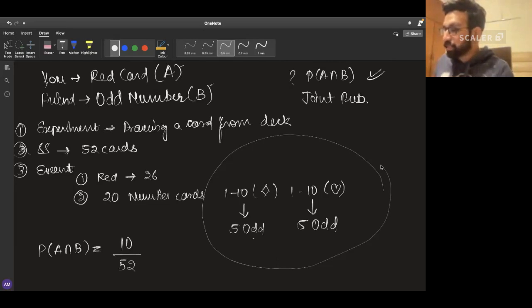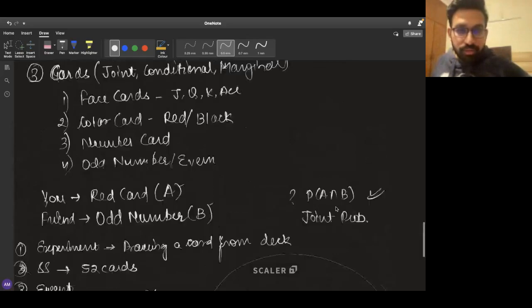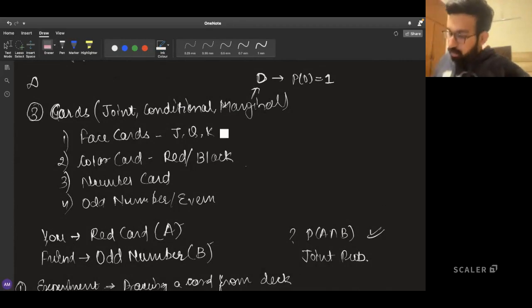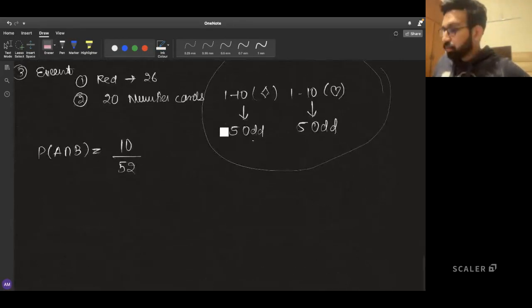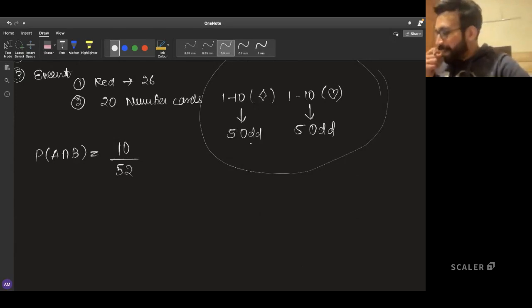Ace won't be considered a face card. Ace is considered one. Ace is usually not considered a face card. At least, for the answer that I have developed, I've taken ace as a numbered card and not a face card. Sorry, I keep changing my decisions. I am also a confused being here.